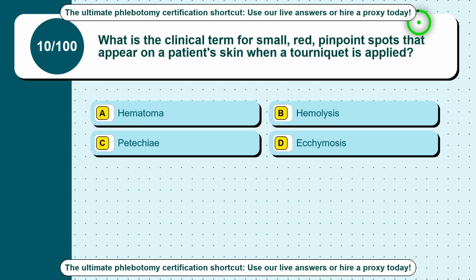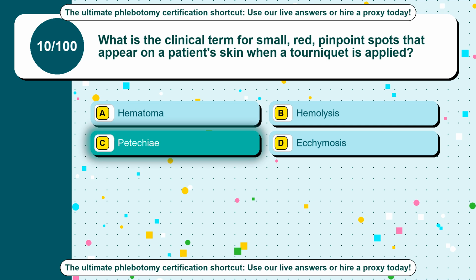Question 10. What is the clinical term for small, red, pinpoint spots that appear on a patient's skin when a tourniquet is applied? Option A, hematoma. Option B, hemolysis. Option C, petechiae. Option D, ichthyosis. The correct answer is option C, petechiae.